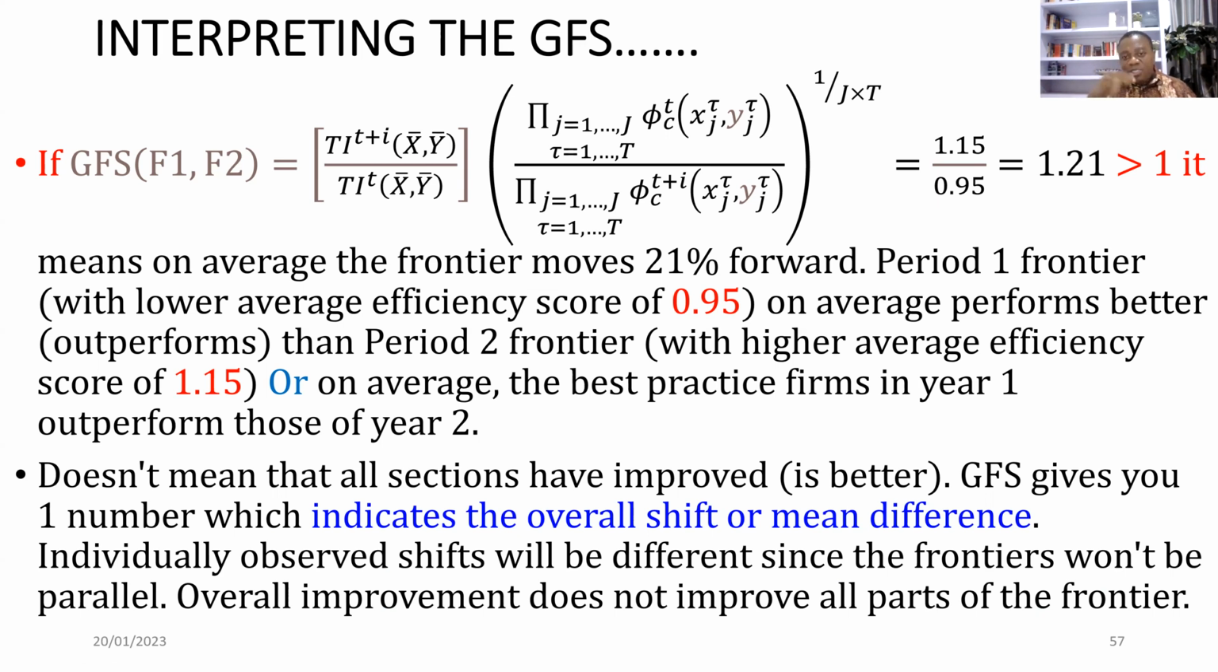When you go and check carefully, you see that between group A, year 1 and year 2, it was even constant. And between the others, it was moving. But the average value is what has been given. So individually observed shifts will be different, since the frontier wants to be parallel. If they are parallel, then the shift is constant, so the movement is the same throughout for everybody. But overall improvement doesn't improve all parts of the frontier.